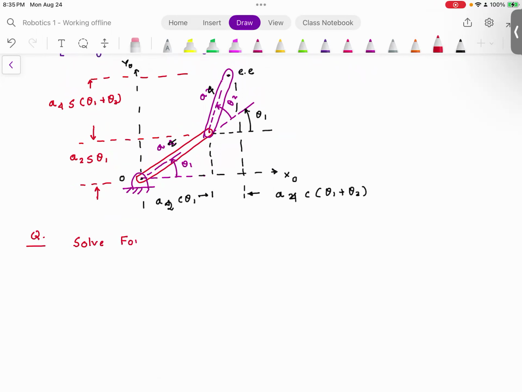So solve a forward kinematics problem. Yeah, you can write the question. And Mohammed, you also work out. So I would check your solution and you will check everyone's solution.